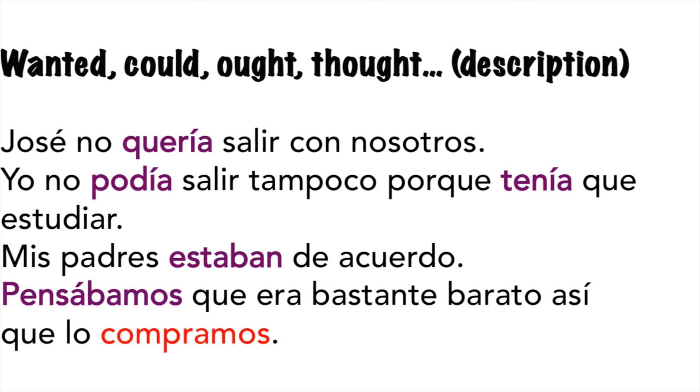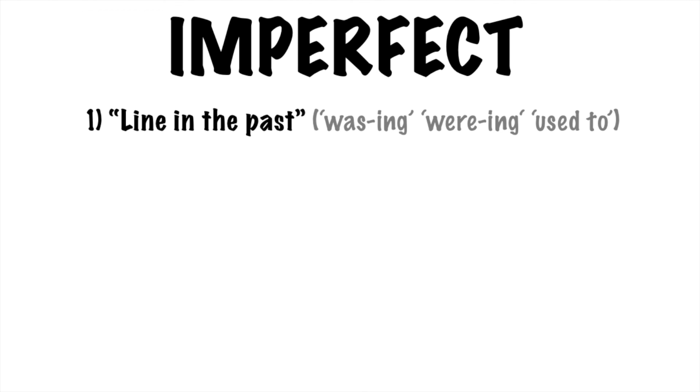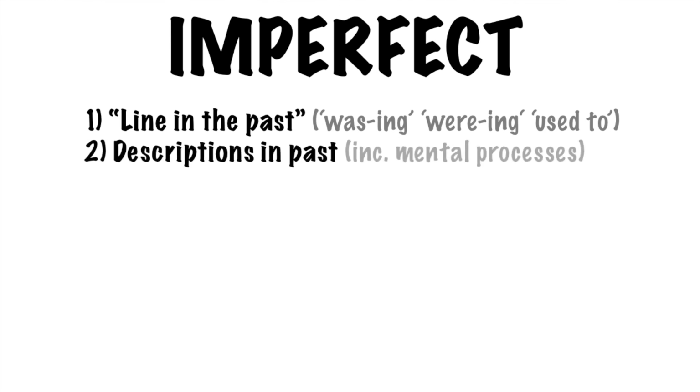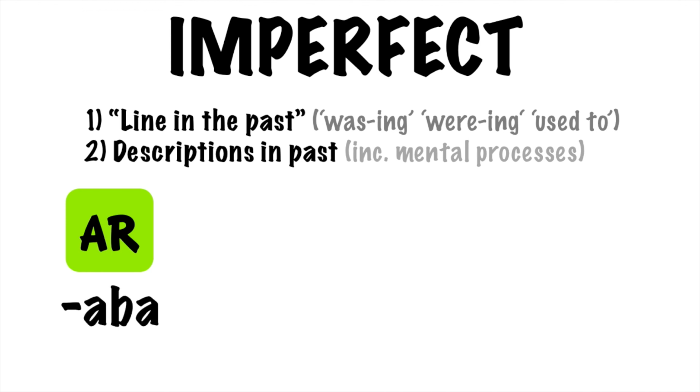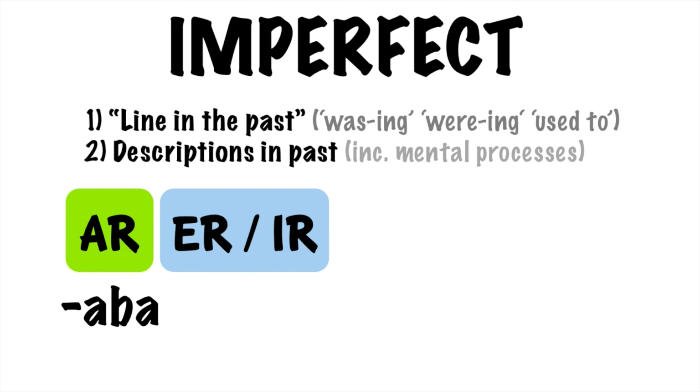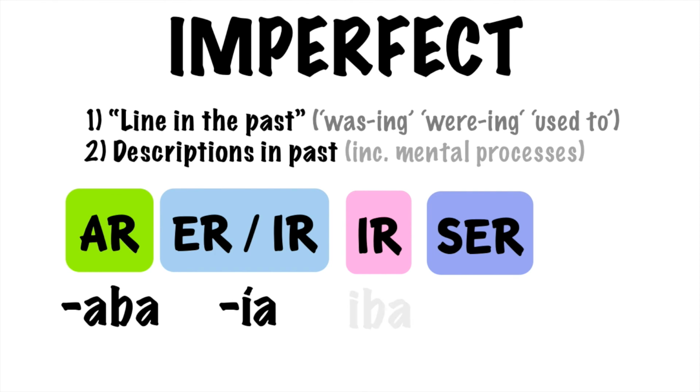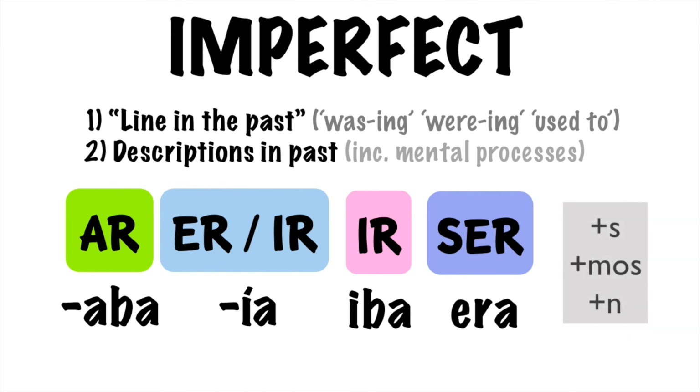So to summarize, the imperfect tense is used with a line in the past if something was happening or we were doing something, or repeated actions, things that we used to do. It's also used for descriptions in the past, including mental processes. For AR verbs, the ending is aba. For ER and IR verbs, the ending is ía. We have our irregular verbs ir and ser, which change to iba and era, respectively. And to these, we can add our hooks of s, mos, and n to give us our other verb forms, remembering that we always have an accent on the nosotros form.